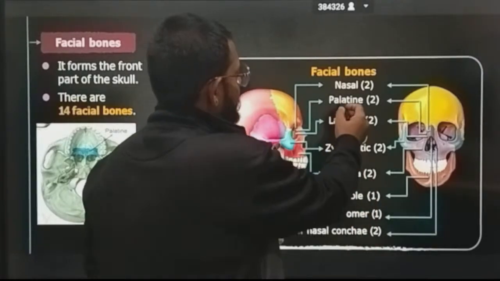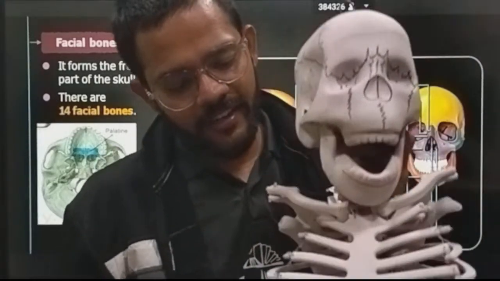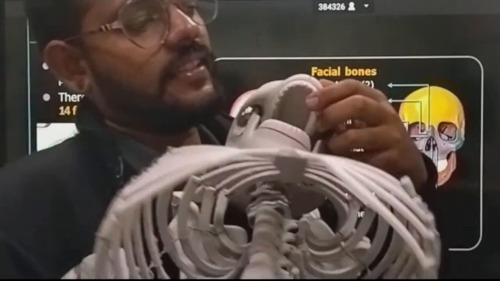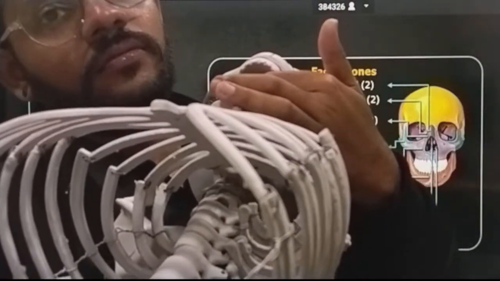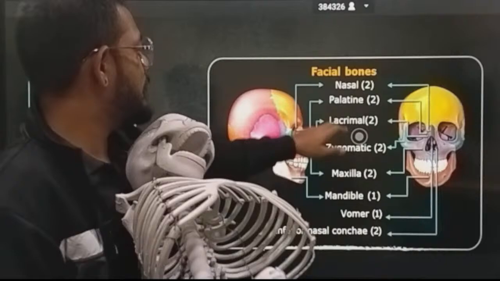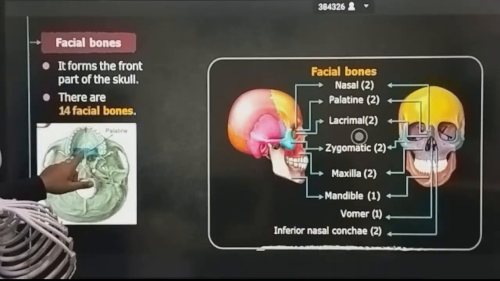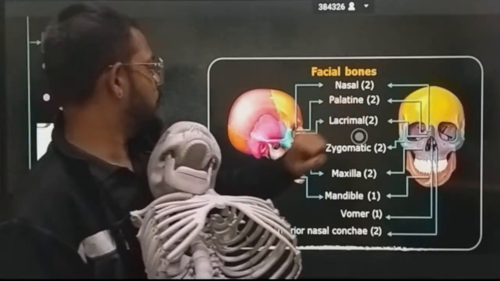Next one is your palatine bone. You cannot see it here, but if I make this skeleton sit like this, you can feel this bone. That is your hard palatine bone, which makes your hard palate. In this image you can see that this is the palatine bone, and it is again 2 in number.